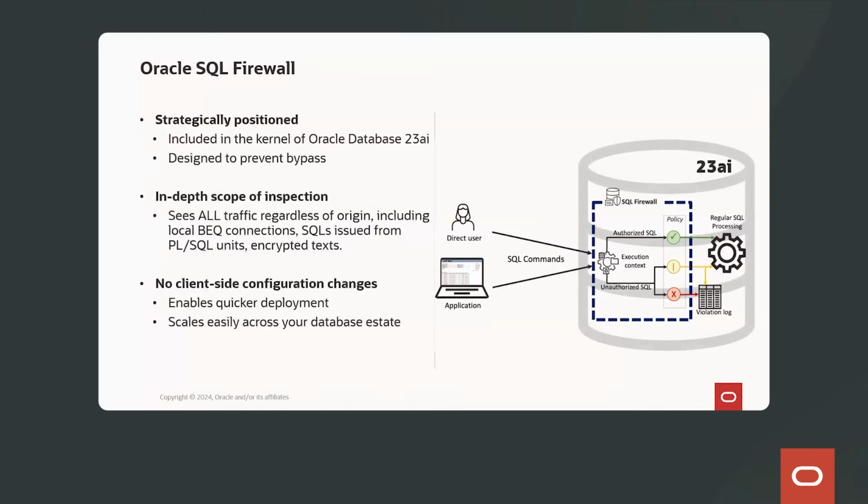So this is why we're introducing now the Oracle SQL Firewall. You might have heard we already had a database firewall before, which is part of AVDF, or Audit Vault and Database Firewall. But now the SQL Firewall is really strategically positioned. It's part of the Oracle database kernel. So if you have an Oracle Database 23 AI, it's included in the kernel, and it's really designed so that you cannot bypass the firewall.